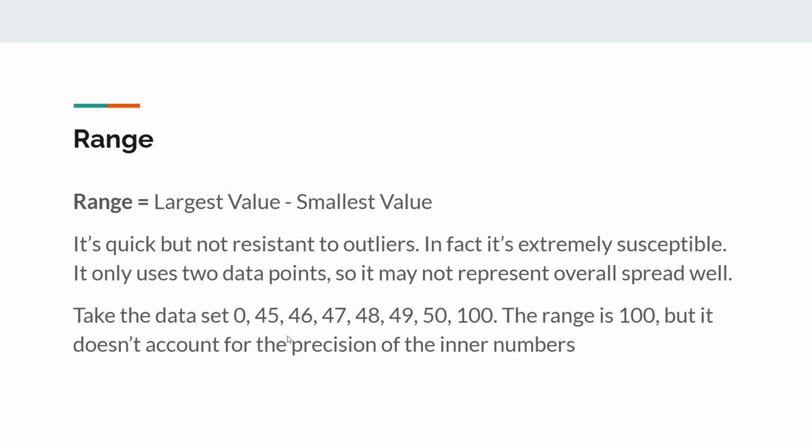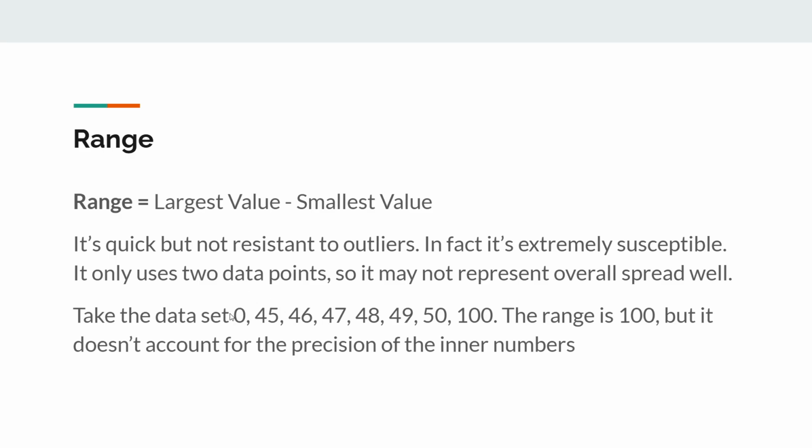So a range is the largest value minus the smallest value, and it's horrible for measuring dispersion. It can measure dispersion if it's like a bell graph or if it's symmetrical, but when it has outliers, it's just horrible, and we'll get to that in a second. It's extremely susceptible because it only uses two data points, so it doesn't represent overall spread well. Everything else uses actual measures of central tendency, but here we only use 2 points, which is bad.